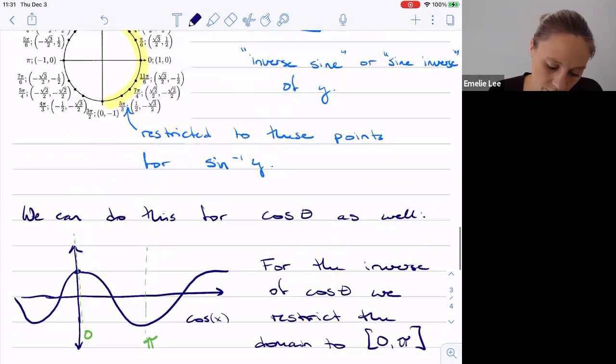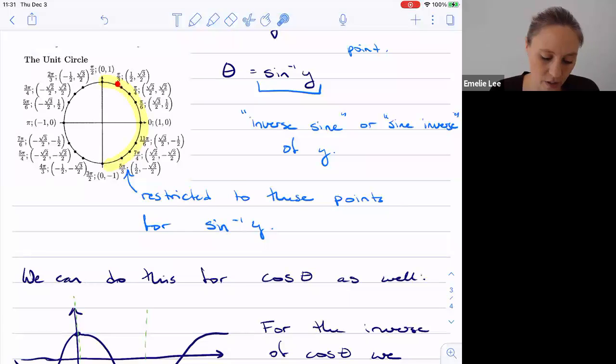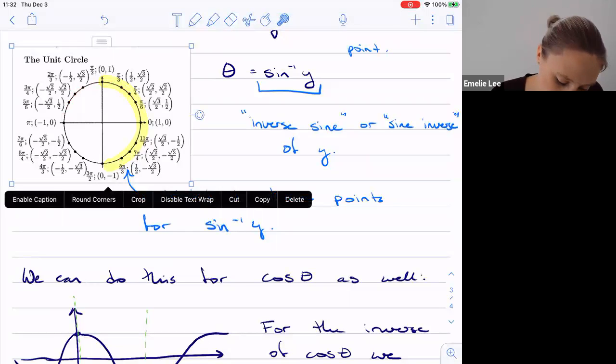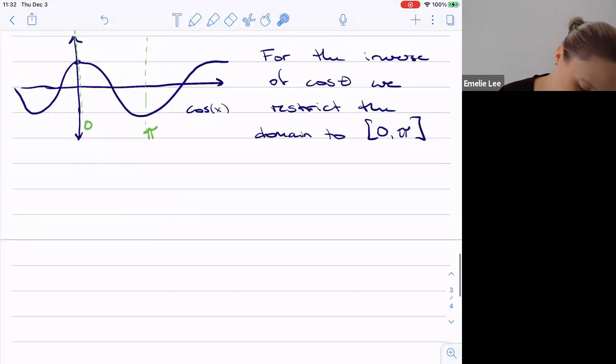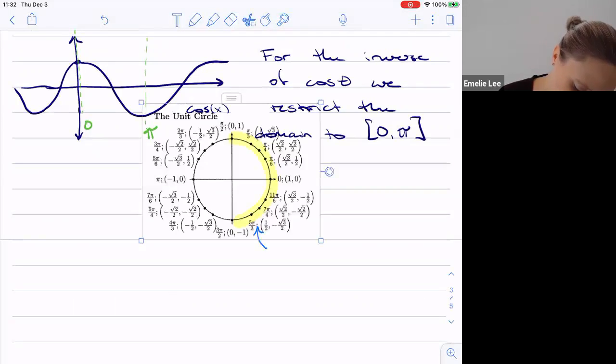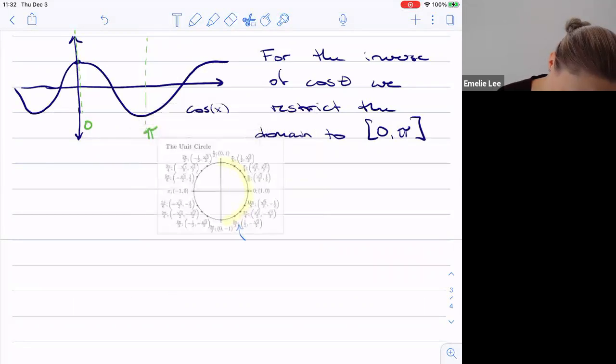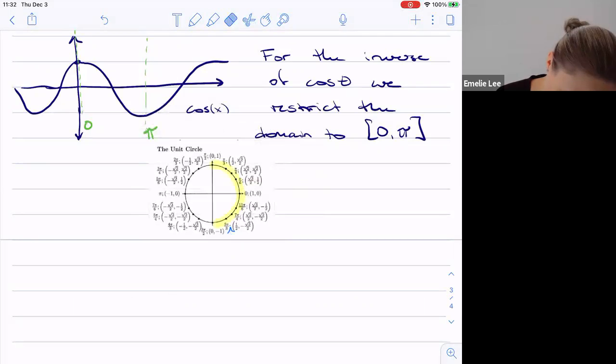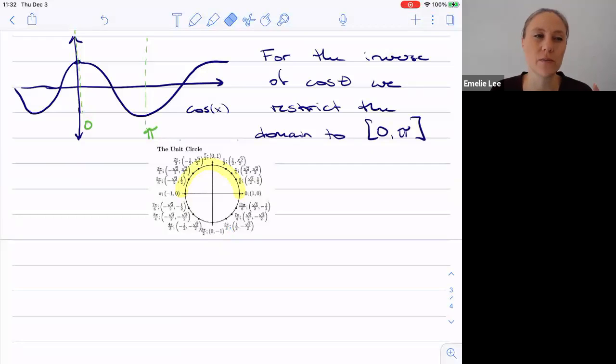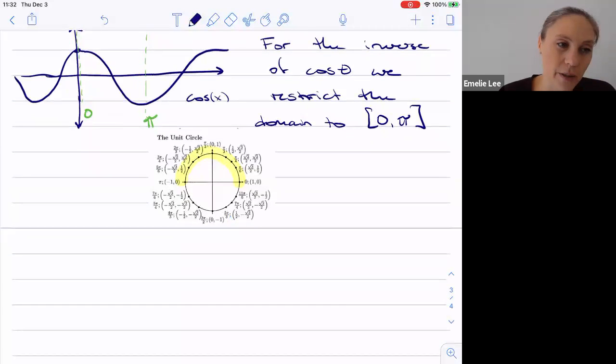So instead of restricting to this side, 0 to pi is this top half. I'm going to copy this guy again, maybe a little bit smaller because I want it on the same page later. So now I'm going from 0 to pi. For the inverse of cos or cos inverse, you have to restrict to the top half of the circle. That can be a little bit tricky to remember.